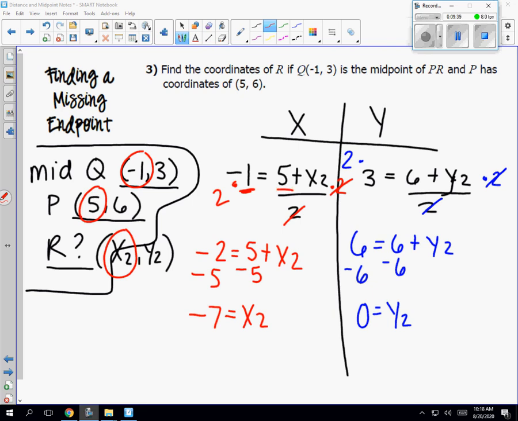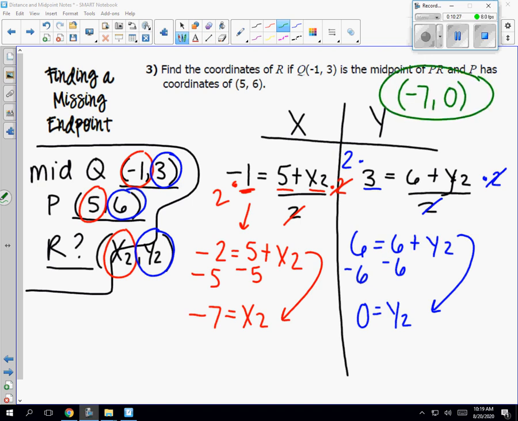So we have 5 plus x2 divided by 2, and then you need to multiply 2 on both sides, and that's where we get -2 equals 5 plus x2, and then subtract 5 on both sides, and then we have -7 as our x2. And then same thing on the other side, put all of our y's. So we have 3 equals, and then we have all of our other y's added together and divided by 2. So we have 3 equals 6 plus y2 divided by 2, multiply 2 on both sides. So we have 6 equals 6 plus y2, and we subtract 6 on both sides to get y2 by itself, and we have 0 equals y2. So our missing endpoint will be -7, 0.